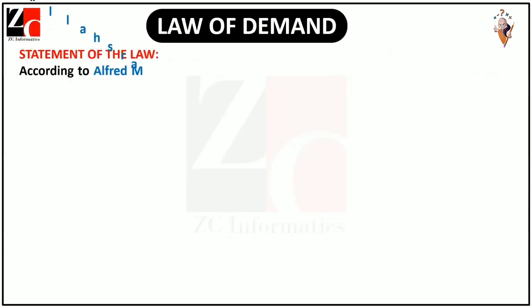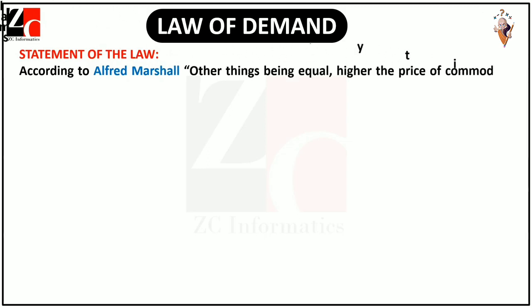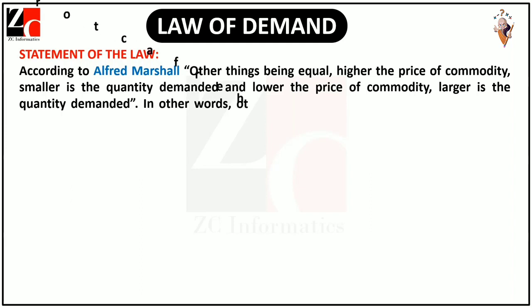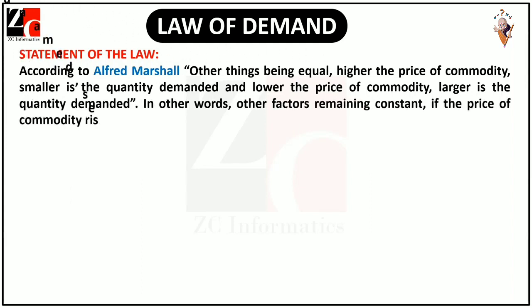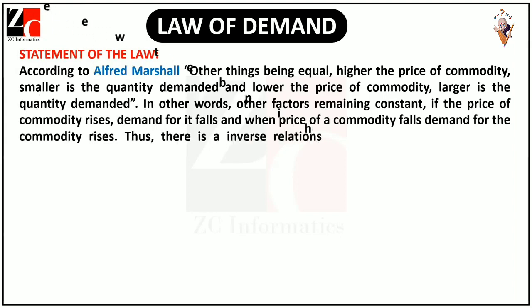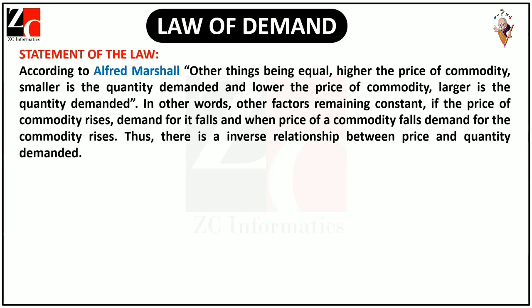Statement of the law. According to Alfred Marshall, other things being equal, higher the price of a commodity, smaller is the quantity demanded, and lower the price of a commodity, larger is the quantity demanded. In other words, other factors remaining constant, if the price of a commodity rises, demand for it falls, and when the price of a commodity falls, demand for the commodity rises. Thus, there is an inverse relationship between price and quantity demanded.